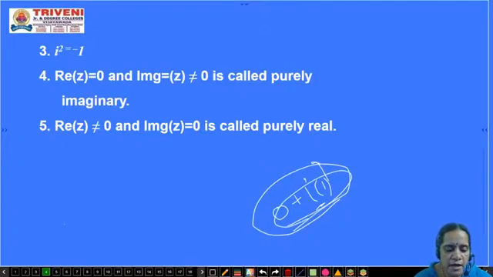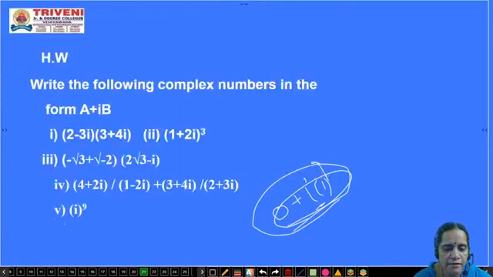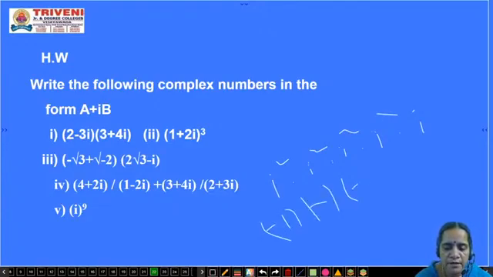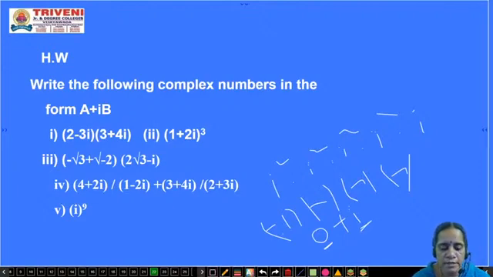But we know that i power 9. What is the value here? i power 9 means we have to write it like this: i square into i square into i square into i square into i. The value of i square is minus 1. Minus 1 into minus 1 into minus 1 into minus 1. Here minus minus plus, plus into minus minus, minus into minus plus, plus i. That is equal to 0 plus i. Here a is equal to 0 and b is equal to 1. Okay, and then we are going to the next one.